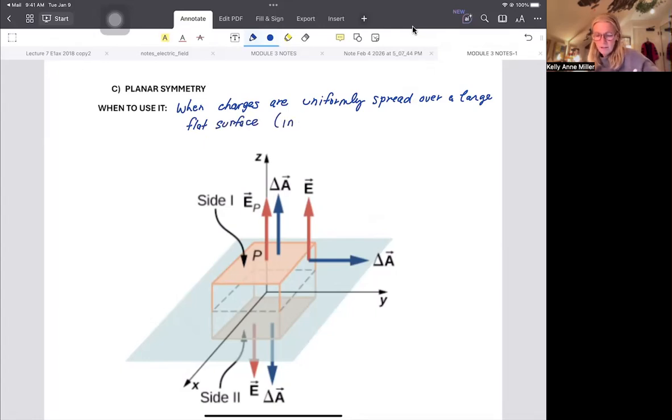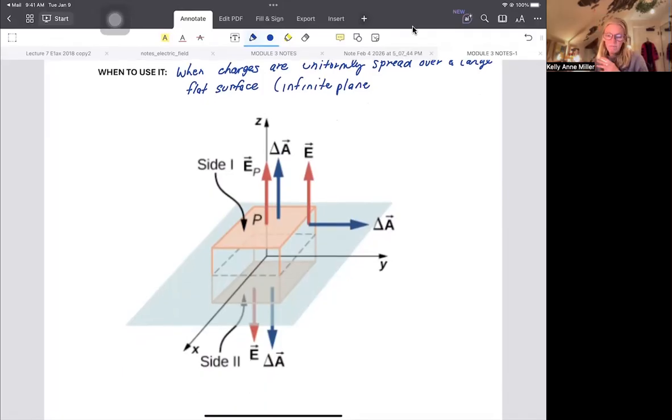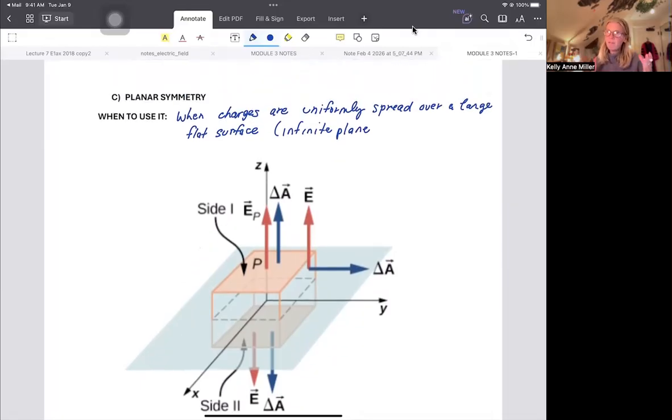Okay, the classic is the infinite plane situation. I've included a diagram from the textbook just because it's really hard to draw. I didn't have any confidence in my ability to draw this. But let's just look at what this is. When you have planar symmetry, you draw what's called a pillbox.